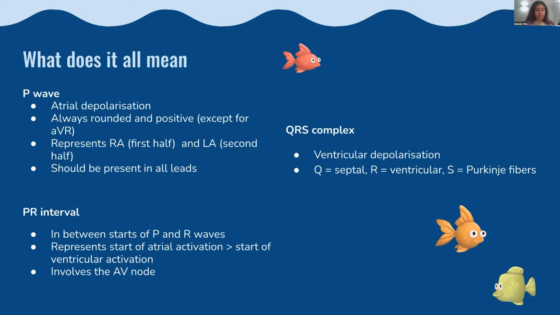The next step is the PR interval, in between the starts of the P and R wave. That's between the start of atrial activation, which is the start of the P wave, all the way to the start of ventricular activation, which is the start of the R wave. That's very important to know, that's where it starts and ends. The PR interval represents the AV node. Moving on to the QRS complex, that's ventricular depolarization. Q is linked to septal, R is ventricular, and then S is a good representation of the Purkinje fibers.